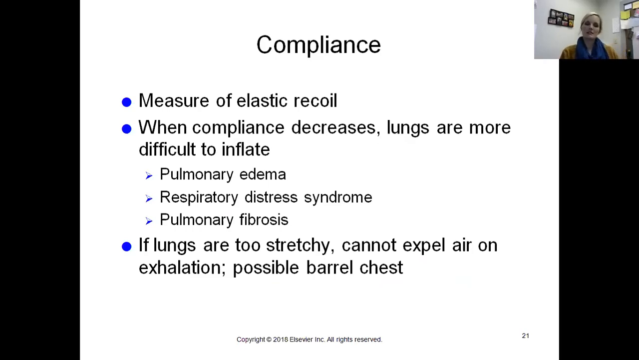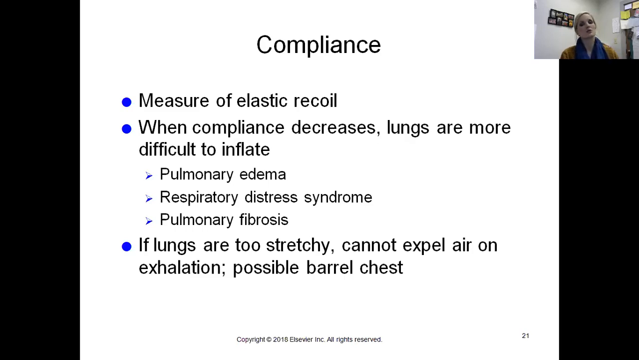So compliance is a measure of our lungs' elastic recoil. When compliance decreases, the lungs are going to be more difficult to inflate. So in the event of pulmonary edema, any type of respiratory distress syndrome or pulmonary fibrosis, those are examples of decreased compliance. And so with the lungs being more difficult to inflate, we're getting less air into our lungs.